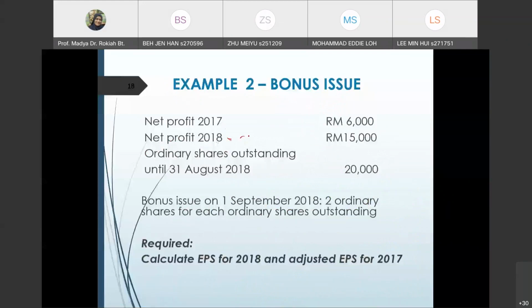Ordinary shares outstanding until 31st August. So the number of shares that you have until 31st August here is 20,000. Now on 1st of September 2018, 2 ordinary shares for each 1 ordinary share outstanding. So you are giving a bonus: 1 ordinary share entitled to 2 bonus shares.